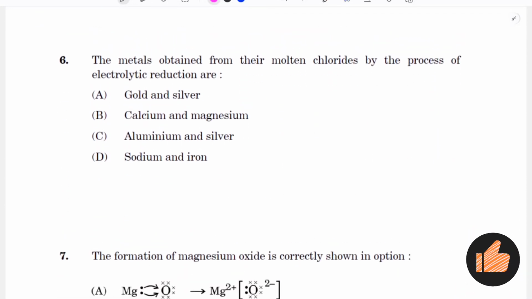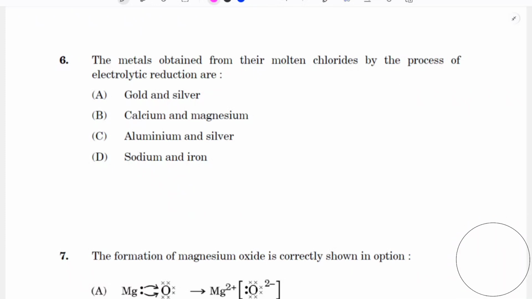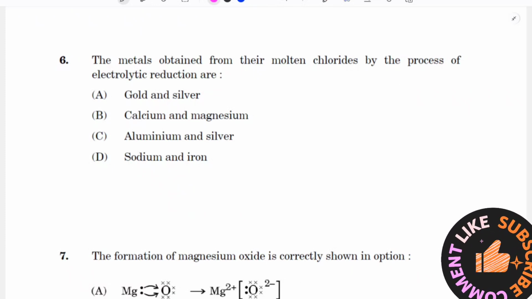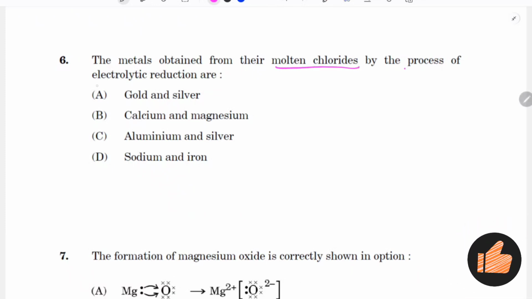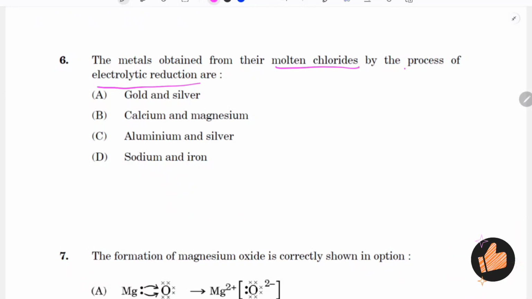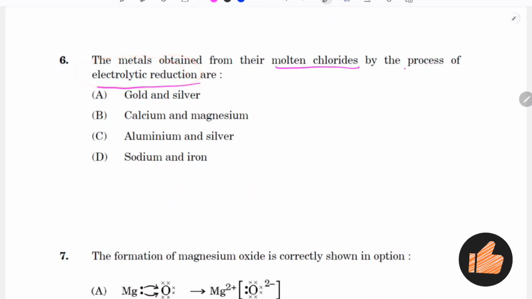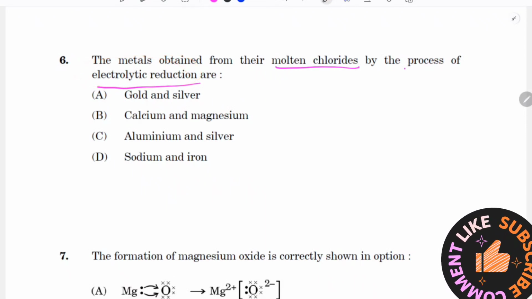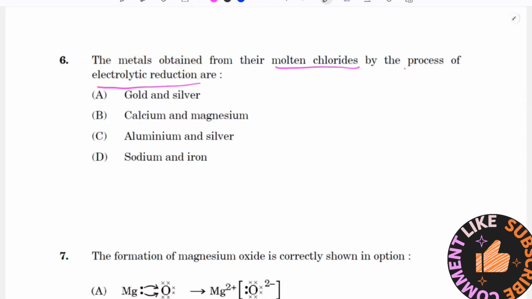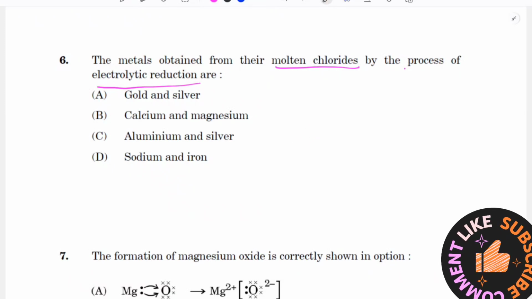The metals obtained from their molten chlorides by the process of electrolytic reduction are. So what is electrolytic reduction? First you should know what is electrolytic reduction. It is a process used to extract highly reactive metals from their molten salts, particularly their chlorides.